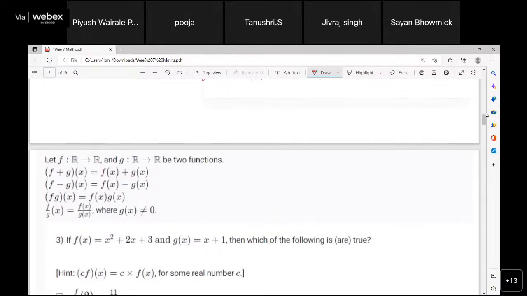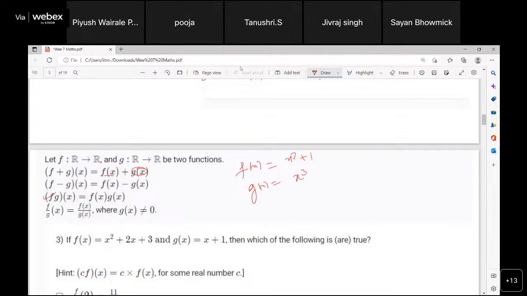So here we can see, let's say there are two functions f and g, and we can perform some operations like f plus g of x equals f of x plus g of x, f minus g of x equals f of x minus g of x, right? So fg of x is f of x into g of x. Same thing. For example, I have f(x) equals x square plus 1, and g of x equals, say, x cube.